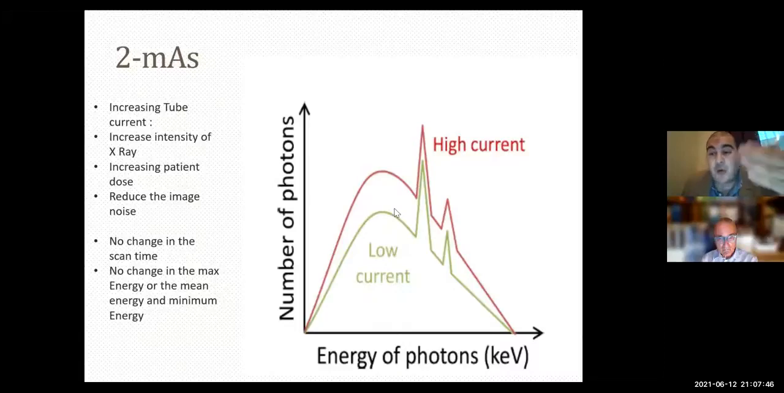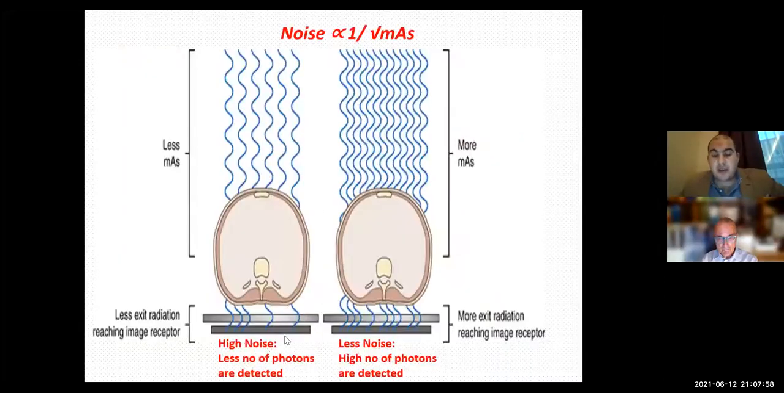So the patient dose will be higher. There is a linear relationship between the milliampere and patient dose. Increasing milliampere, what will happen to the noise of the image? Here, less milliampere; here, higher milliampere. So a higher number of photons will come out from the X-ray tube, but here a smaller number of photons will come out from the X-ray tube. Also, a higher number of photons will be transmitted out from the patient, so less noise. So a high number of photons are detected. Here, higher noise because fewer photons are detected. But here, noise is less, but higher dose to the patient.